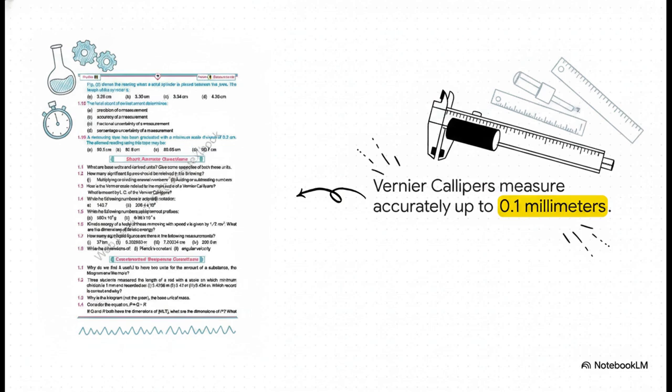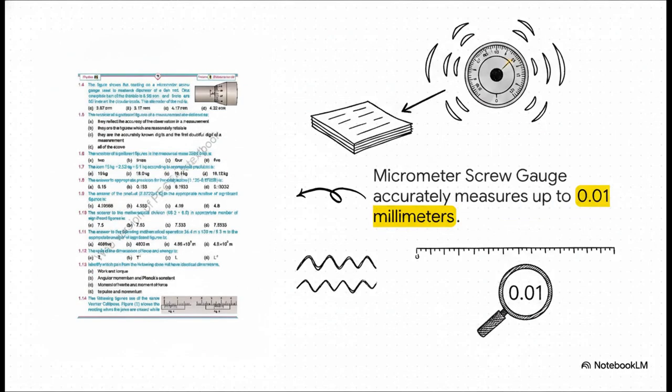Notice how the vernier calipers gently grip that solid cylinder. By using this really clever sliding secondary scale, this device lets us measure correctly up to a much finer least count of 0.1 millimeters. Pretty huge upgrade. And guess what? We can go even tighter.